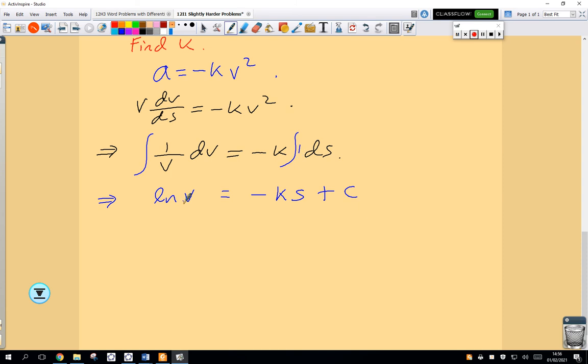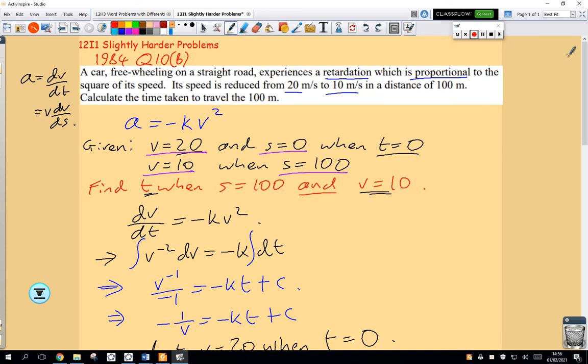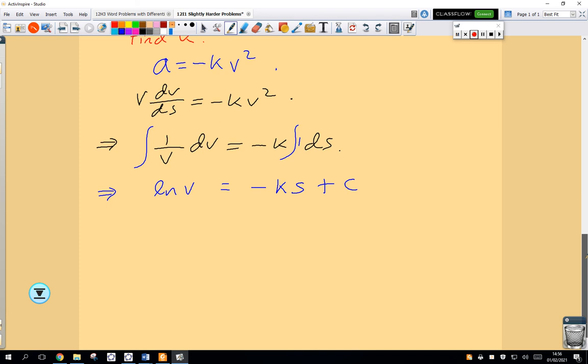Why no absolute value brackets in here? If you go right back up to the question, speed is always positive here. It's going from 20 to 10. Absolute value of positive things are always just the same thing. The absolute value of 20 is 20. So I'm ignoring my absolute value brackets here. So that's my general solution.